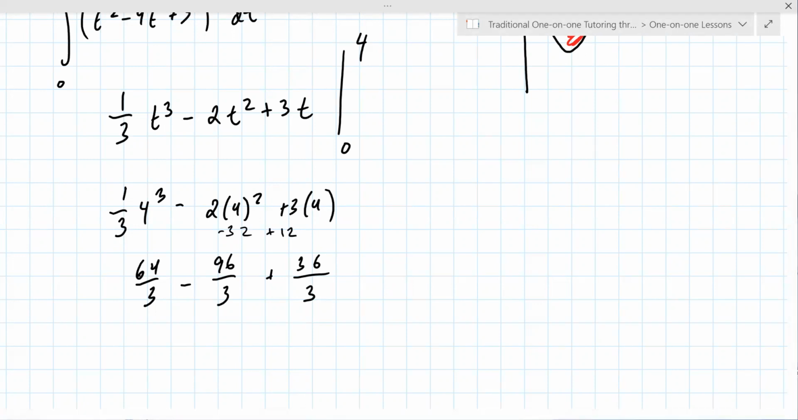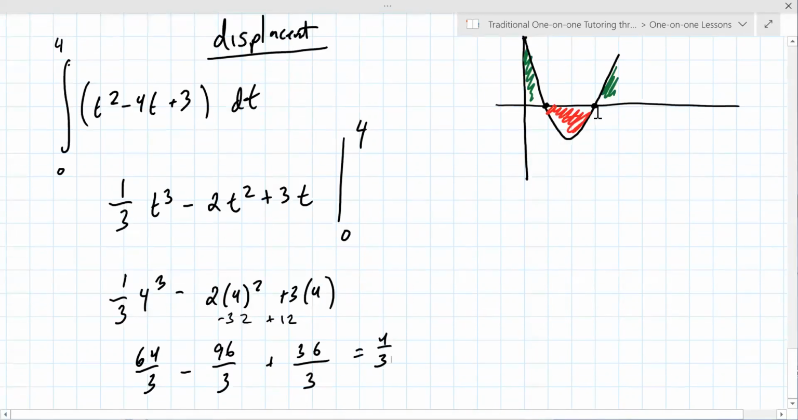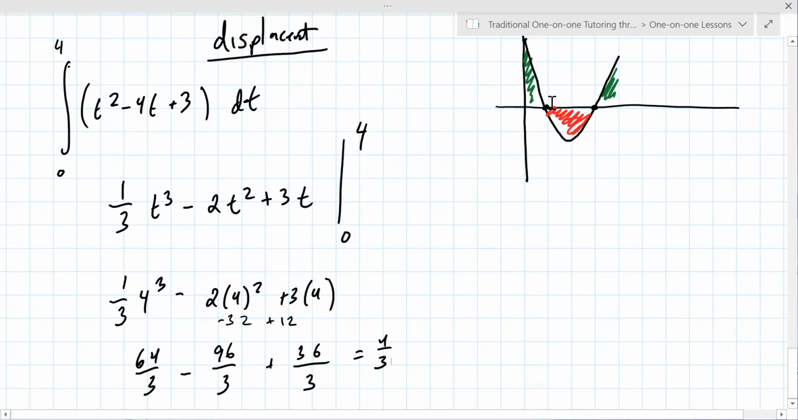Okay, so that's minus 20. Then you put it over 3, so that becomes 60 over 3, so it's 4/3. Yes, that's right. Which means it's pretty equal above and below.